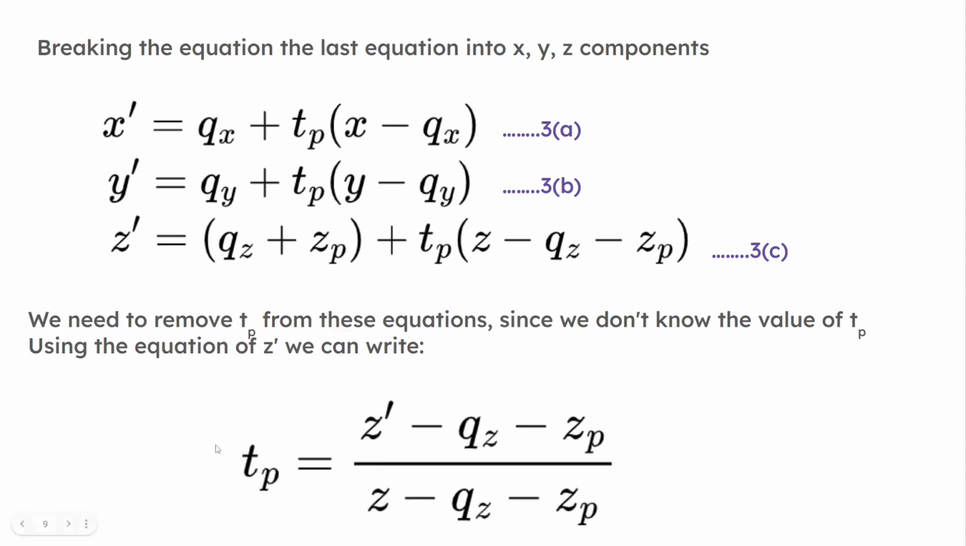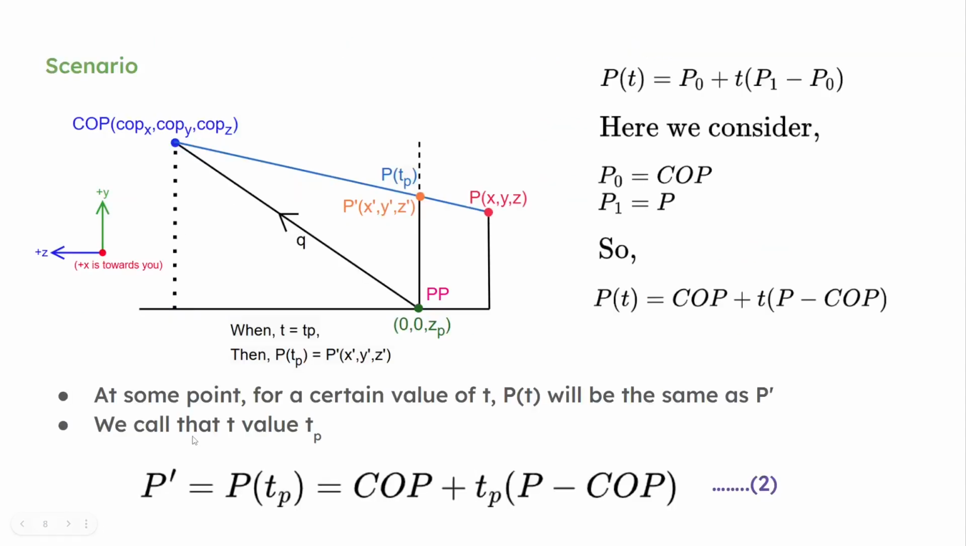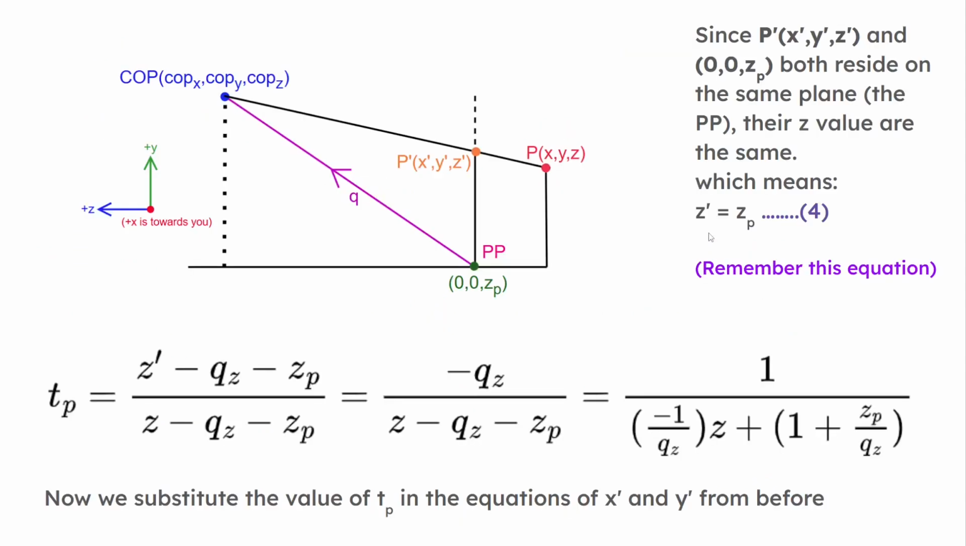It was our original goal to calculate the value of x prime, y prime, and z prime. So how can this work? Before we go further, let's look at this. This was our projection plane, this perpendicular line. Every point on this plane had the same z value. So (0, 0, zp) had the same z value as (x prime, y prime, z prime). So we can say zp equals z prime, exactly as we have done here. This P prime point and (0, 0, zp) are on the same plane, so they both have the same z value.